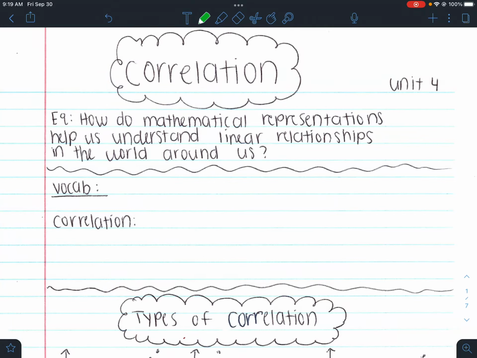We're also going to be talking about linear regression as well as association, causation, and how that relates to different things. Our essential question is, how do mathematical representations help us understand linear relationships in the world around us?